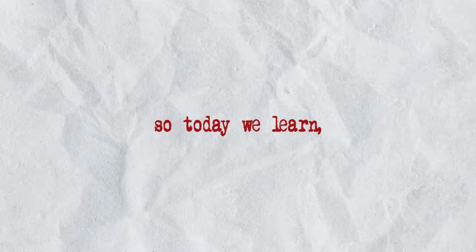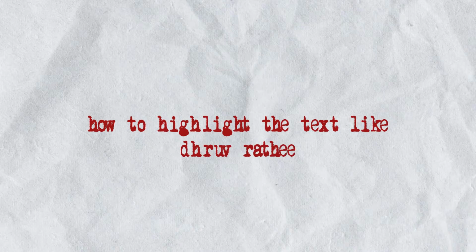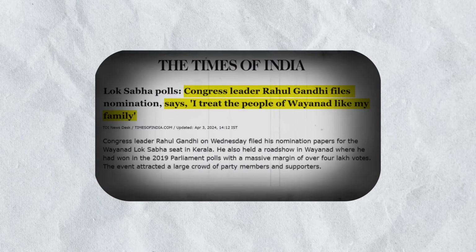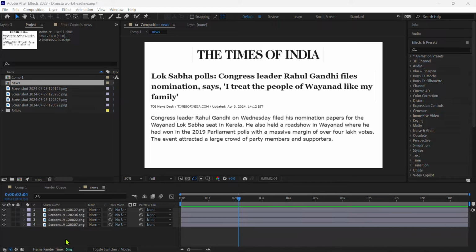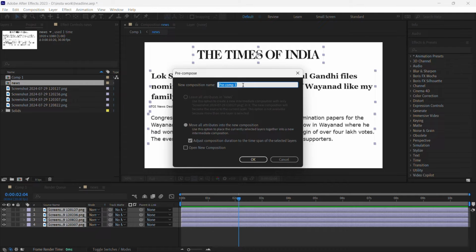So today we learn how to highlight the text like this. So let's get started. First we import the image. Then we pre-compose this, and change the name to news.